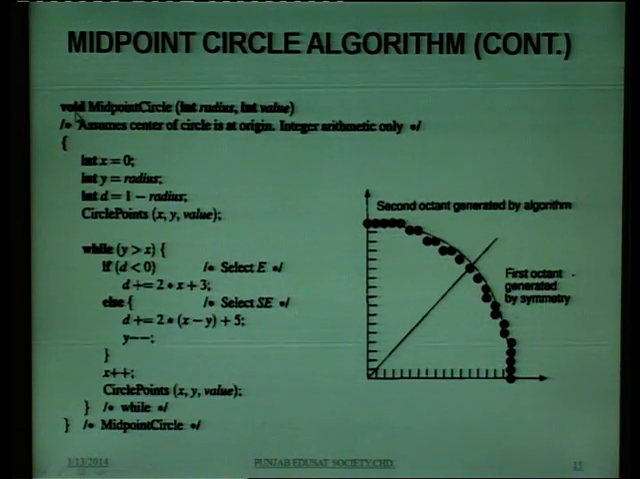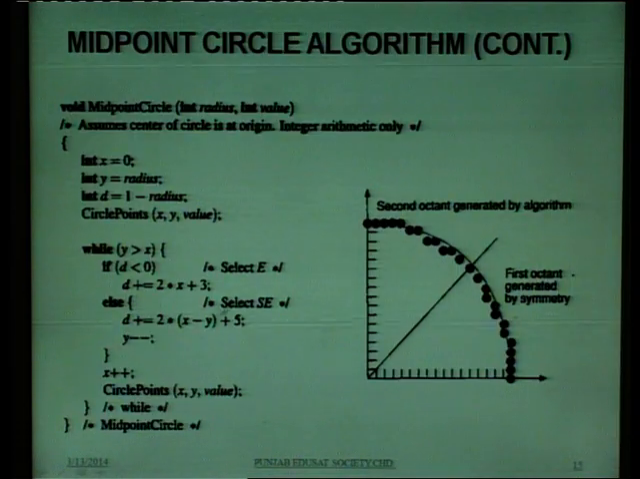The algorithm is as follows: void midpoint circle, int radius comma int value. Assume the center of the circle is at origin, that is 0 0. You have to find int x is equal to 0, int y is equal to radius, then int d is equal to 1 minus radius. Circle points are x, y, comma value. While y is greater than x, you have to do: if d is less than 0, then d is equal to d plus 2 star x plus 3. Then this is the selection of the pixel E, which will be rising above the symmetry.